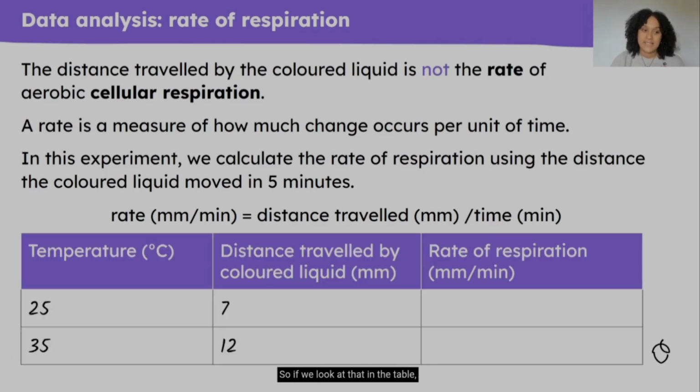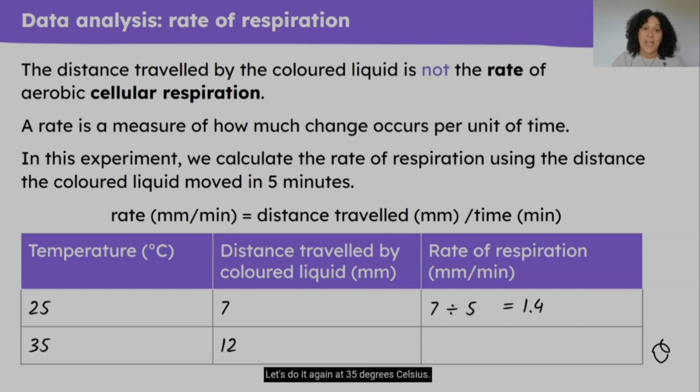So if we look at that in the table, we can see that these peas were exposed to two temperatures, 25 degrees and 35 degrees Celsius. When the peas were exposed to 25 degrees Celsius, they moved 7 millimetres. When they were exposed to 35 degrees Celsius, they moved 12 millimetres. So how do we turn that into a rate? So for 25 degrees Celsius, we're going to do 7, which is the distance they travelled, divided by 5. And that's going to give us 1.4, and that is our rate of respiration.